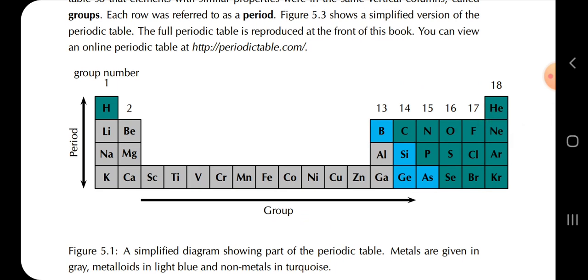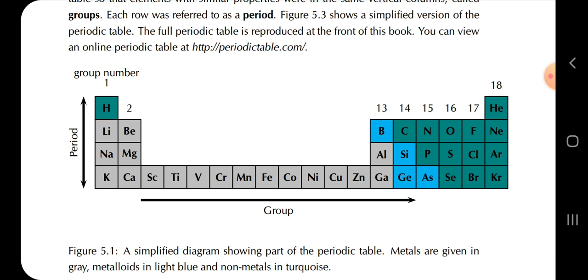So these ones that are colored in gray, we have your metals. Okay, those are all your metals. So you have to color your periodic table so that those gray ones are metals, and then the green ones are your non-metals, and then those light blue ones are your metalloids. So you need to know.